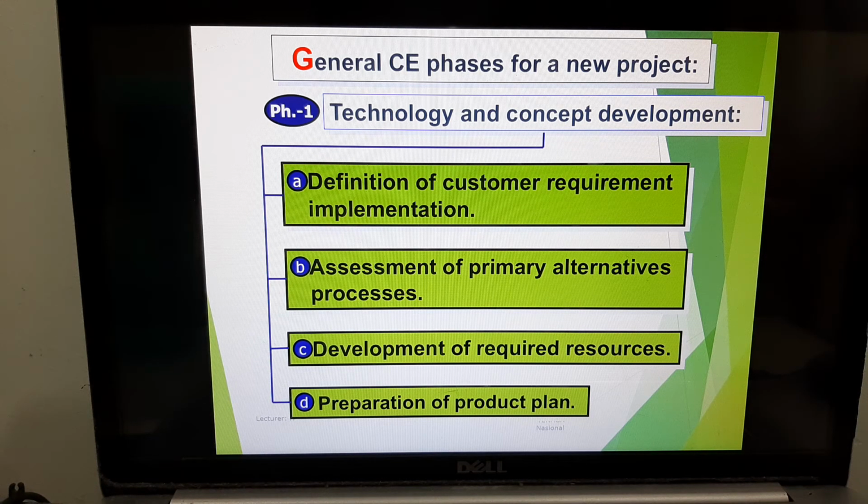What's the first phase? Technology and concept development, where you define the customer requirement, you assess primary alternatives, you develop required resources, you prepare the product plan. Meaning that when you want to start, you're not just going to straight away start. You're going to do a brainstorming session. You need to know what is lacking in the current manufacturing processes. You need to value add.